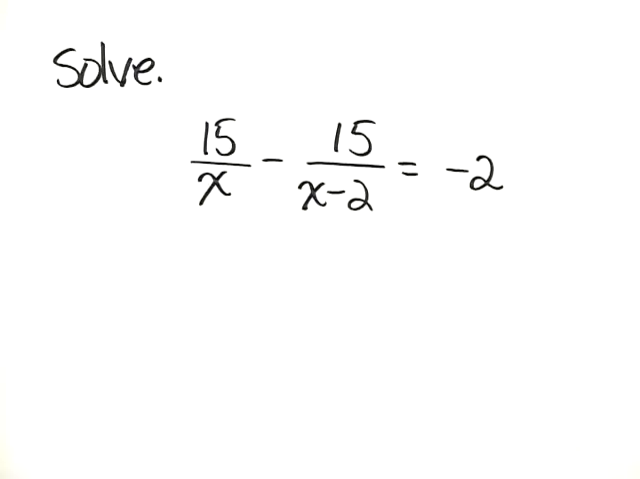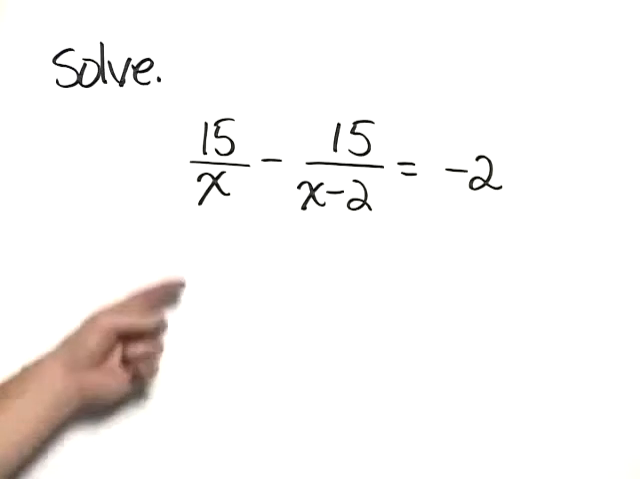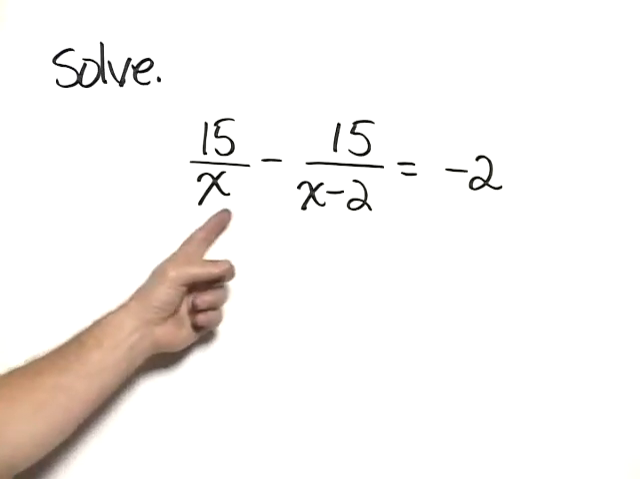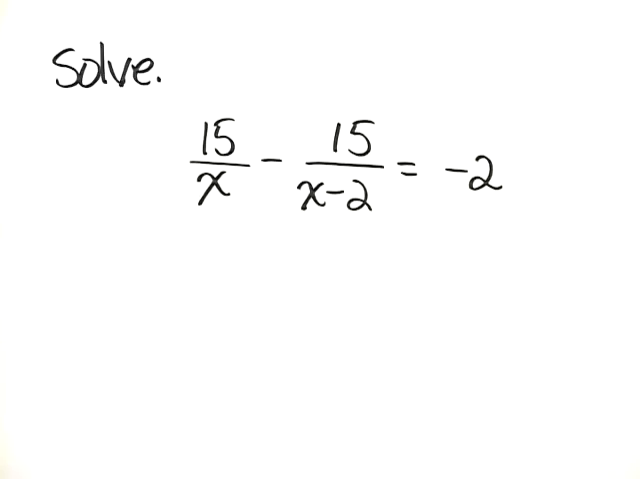Solve 15 over x minus 15 over x minus 2 is equal to negative 2. This is a rational equation. The first thing to identify are the values of x that make the denominators 0.